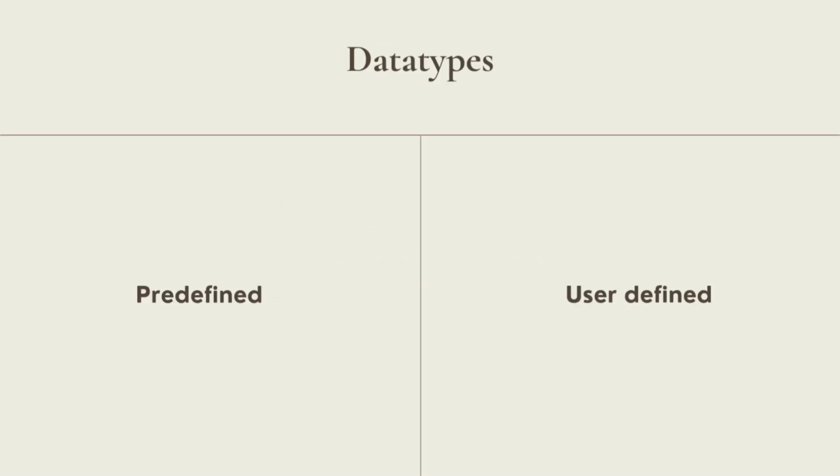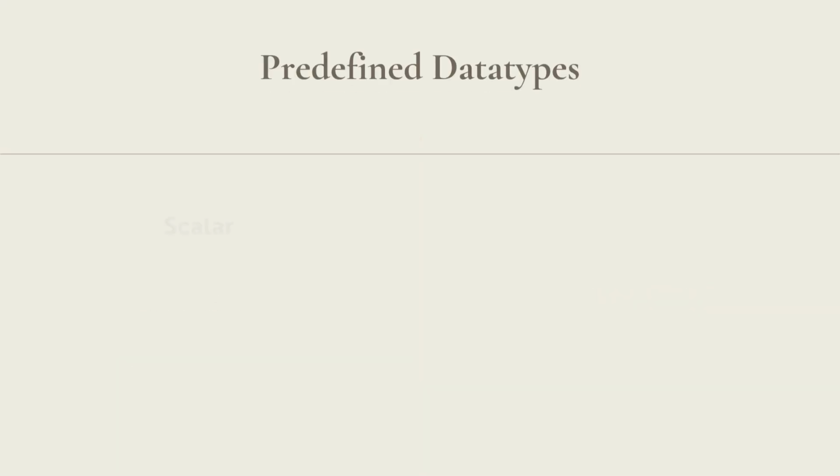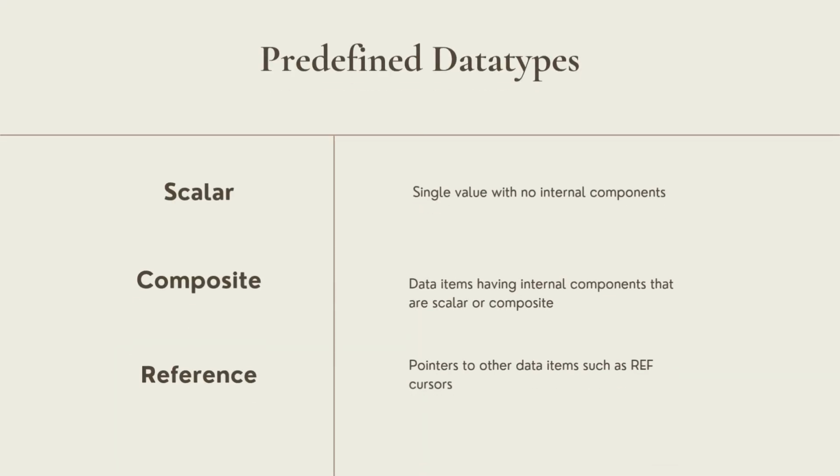Let's begin with something fundamental: PLSQL data types. In PLSQL, the data type defines what kind of data a variable can hold. So, let's explore a few common ones. Below are the two main data types supported in PLSQL: predefined data types and user-defined data types. Predefined data types consist of scalar type, composite type, and reference type.